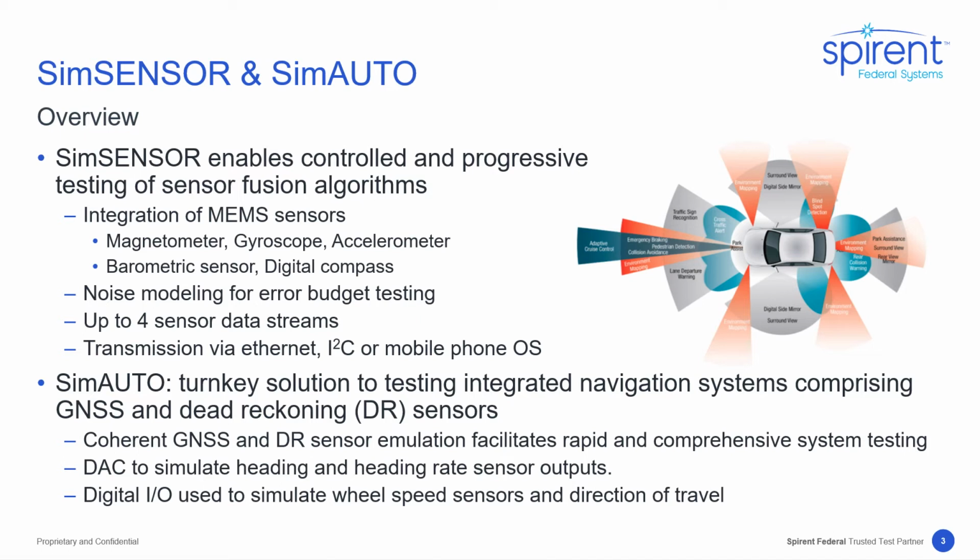SimAuto offers users a solution for testing GNSS with dead reckoning sensors. This allows for comprehensive system testing and facilitates rapid turnaround. The system uses analog voltages to simulate heading and heading rate sensor outputs, and uses digital I/O for wheel speed sensors and direction of travel.